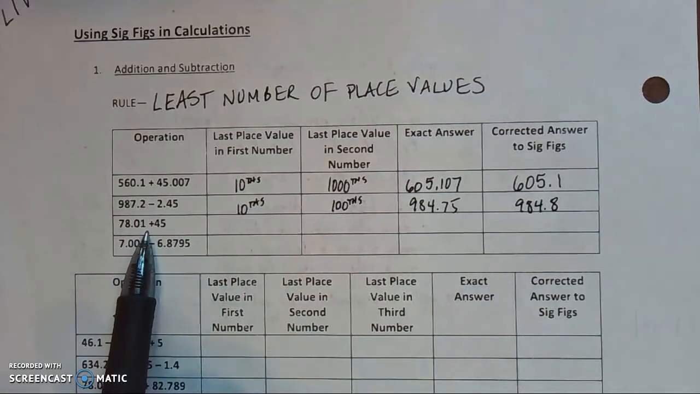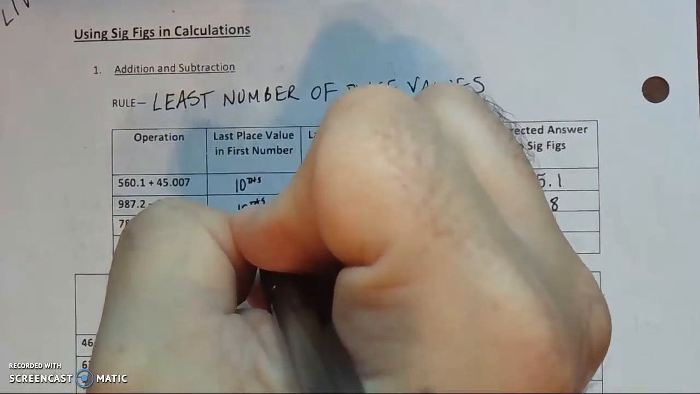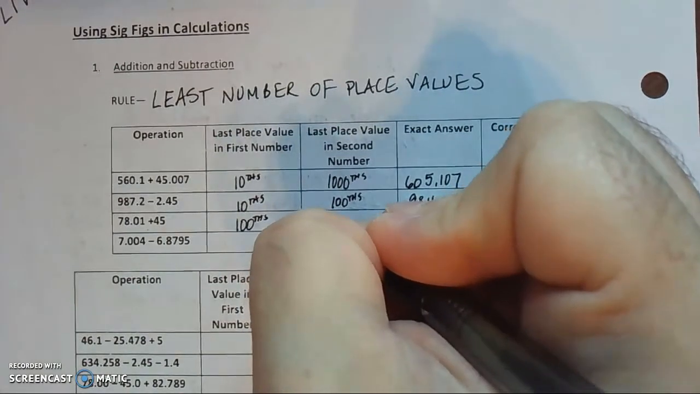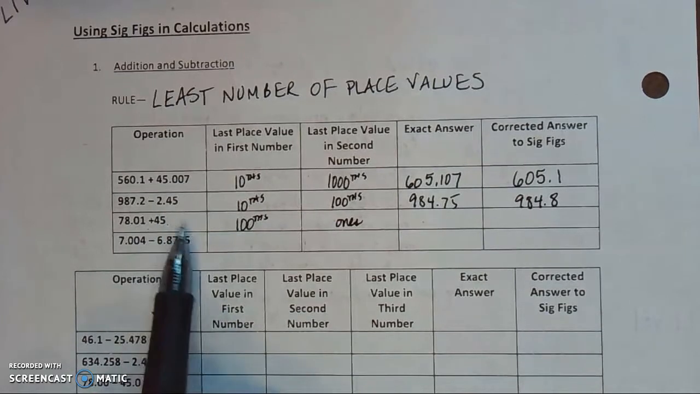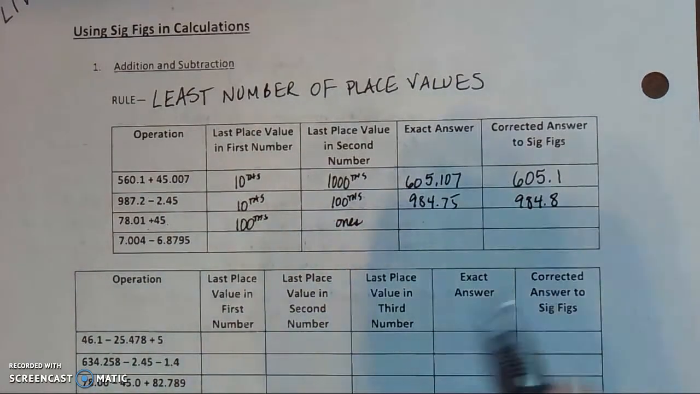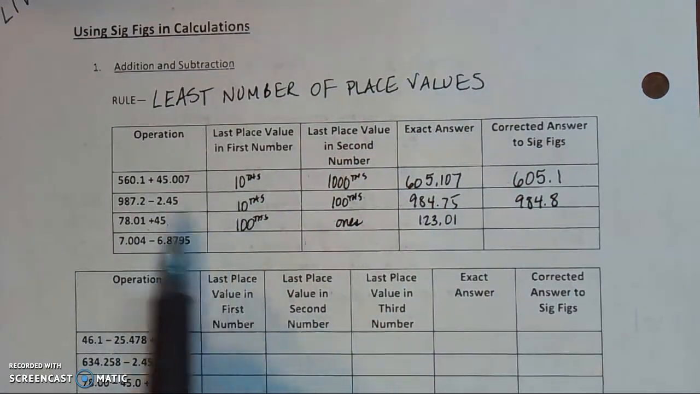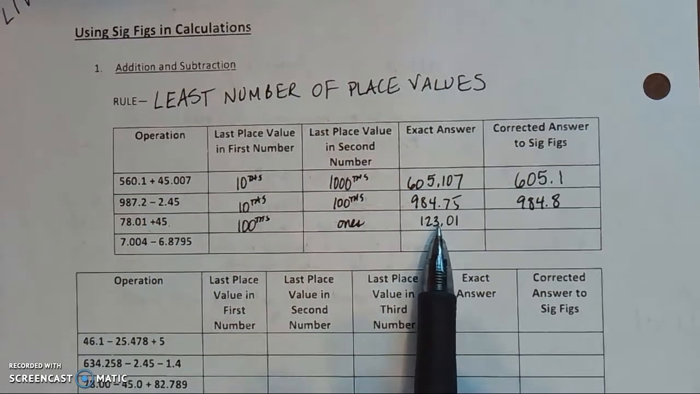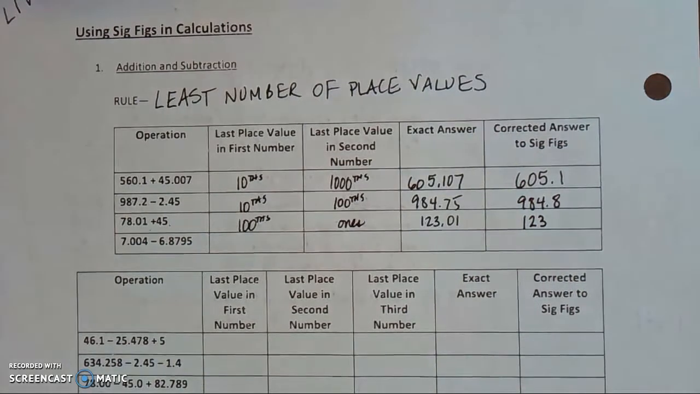In this example, the first number goes out to the hundredths place. This number, 45, goes out to the ones place, so we don't have any decimal values after a decimal point there. When we add these two numbers together, we get 123.01. Our last place value that's common is the ones place, which is the 3. That 0 does not bump it up, so our answer is 123.